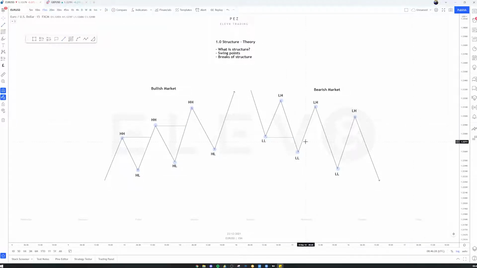If we just get a wick below this lower low here, that isn't a break of structure. If it wicks below and then pulls back, it needs to close with a candle body. For example, if we're on the 4-hour time frame and we get a wick below this, that would just be a sweep. There needs to be a candle close, and it's the same for any time frame.